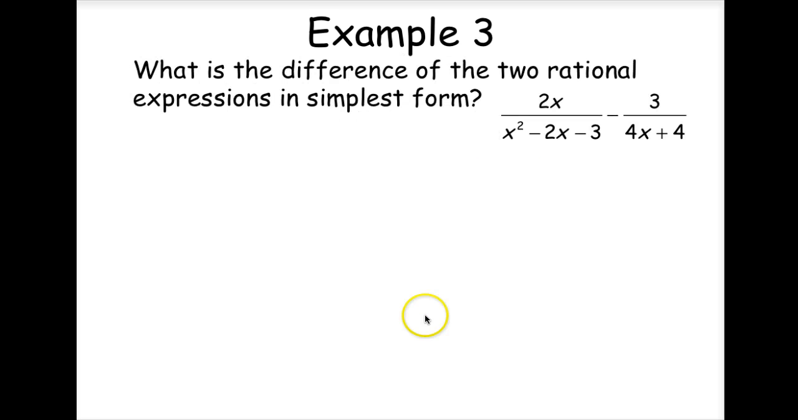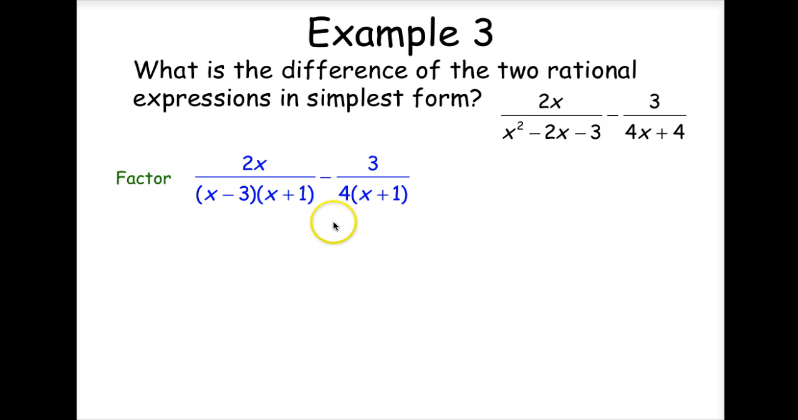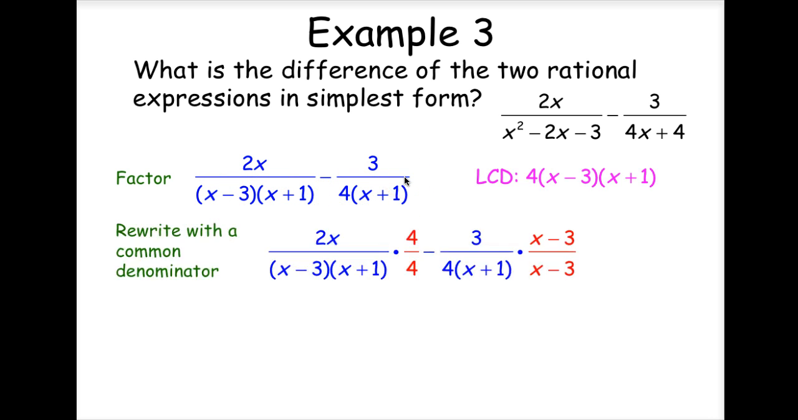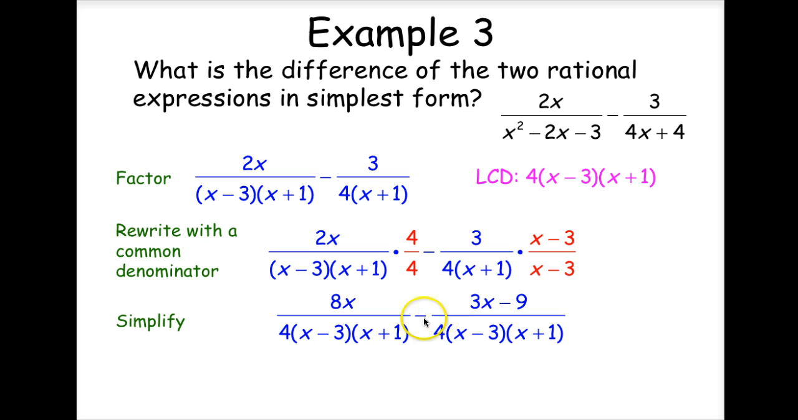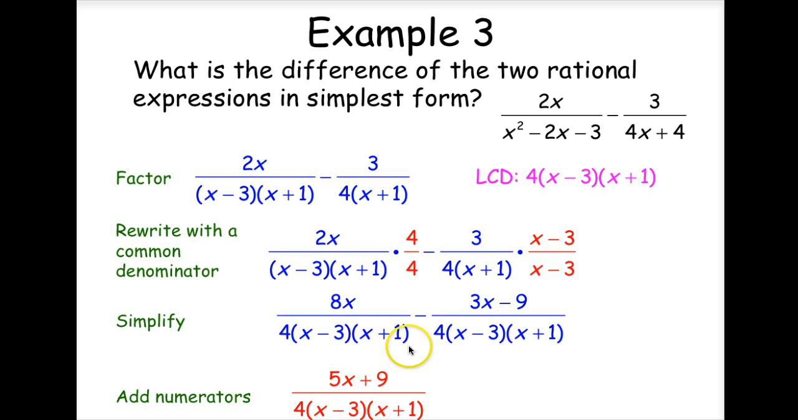Let's try this again. First thing we need to do is factor. This one's missing a 4. This one is missing an x minus 3. So if we use as a common denominator 4 times (x minus 3) times (x plus 1), since this one's only missing the 4, we're going to multiply this numerator by 4, this numerator times (x minus 3). Simplify by, we're going to subtract our numerators. 8x minus 3x is 5x plus 9, because it's minus, minus over our common denominator.